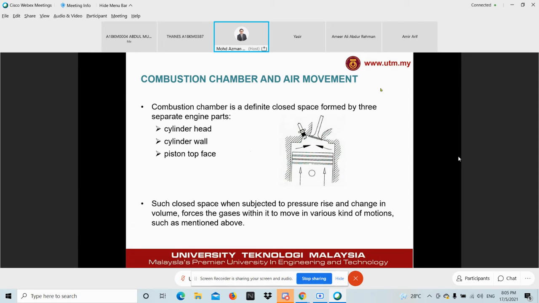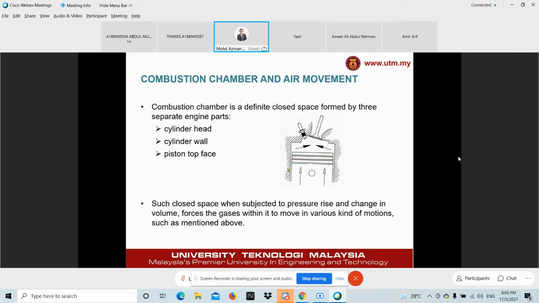So the combustion chamber is a definite closed space formed by three separate engine parts. So if you can imagine, if you're in the combustion chamber, the environment is being enclosed by three main parts, which is the cylinder head, and then you have the cylinder wall, which is the cylinder block, and also the piston top surface. Okay, so you have three main components, which represents the envelope of the combustion chamber.